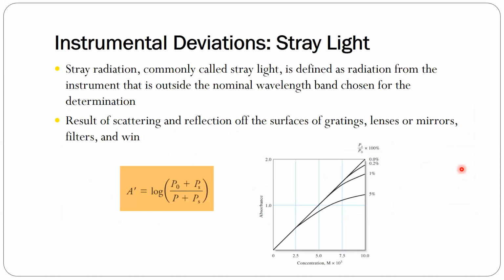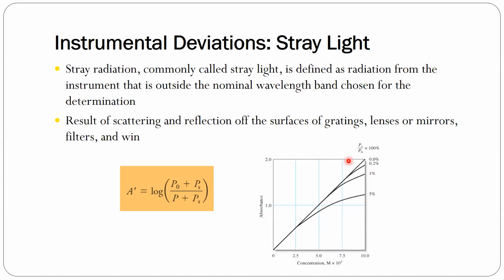Another instrumental limitation is the presence of stray light. So ibig sabihin ng stray radiation is radiation na nanggagaling kung saan. It's from the instrument, yes, but it's outside the nominal wavelength chosen for the determination. Remember, you're going to scan, you're going to determine the maximum wavelength of absorption. Kaso nga lang, nagkakaroon ng stray light which is coming from scattering and reflection of the surfaces of some parts of the equipment like gratings, lenses, mirrors, and even filters.